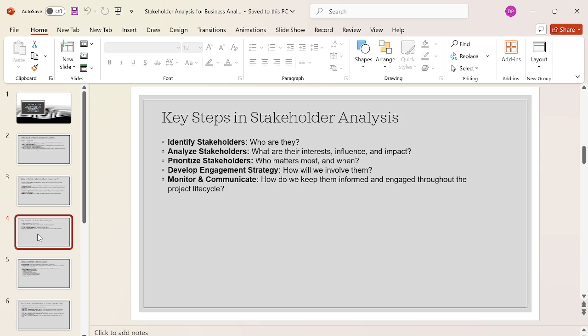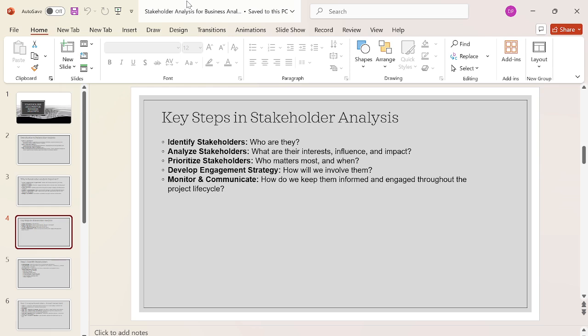And then analyze the stakeholders: what are their interests, influence and impact on your project. Analyze these stakeholders, do a short prioritization of them, and prioritize the stakeholders who matter most and when. So whatever requirements you are gathering, what should you do? Analyze these things too. And then the engagement strategy: how will you involve them? What are the requirement elicitation techniques you are using to develop engagement with the stakeholders?